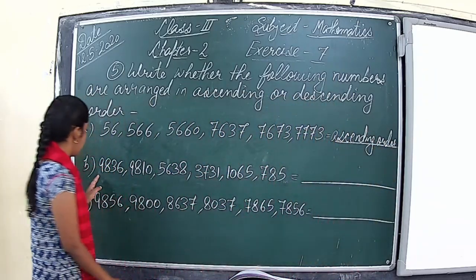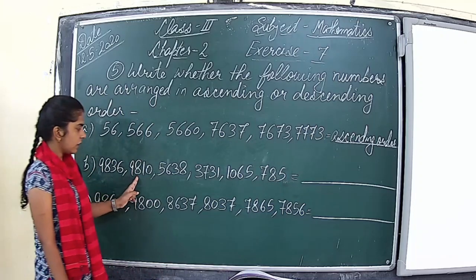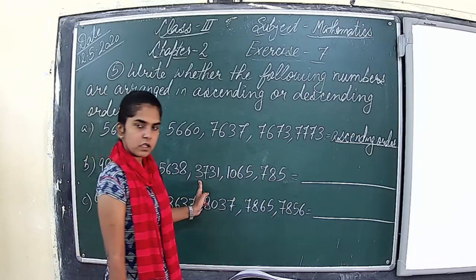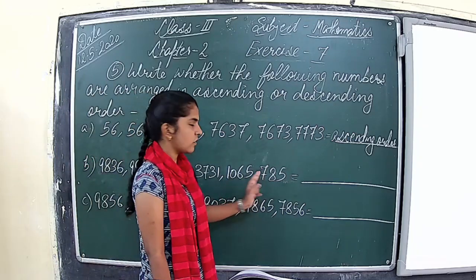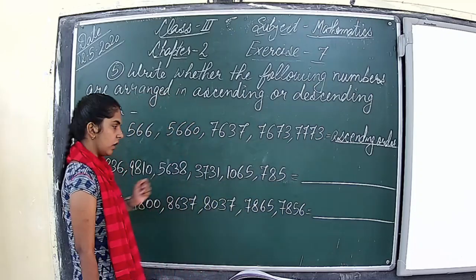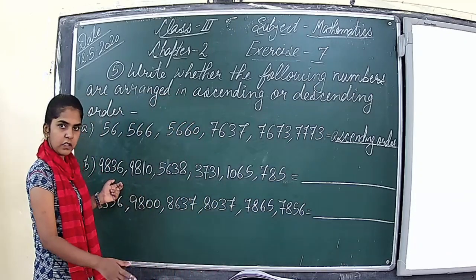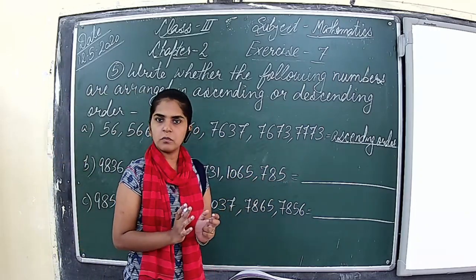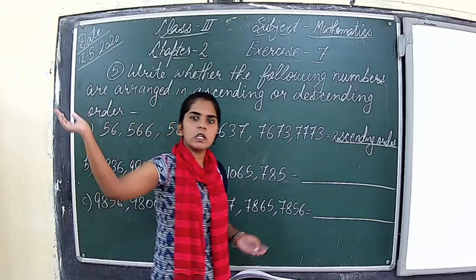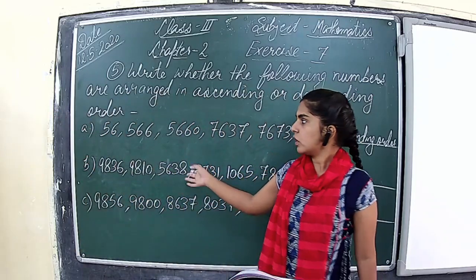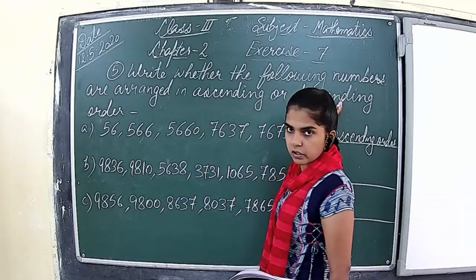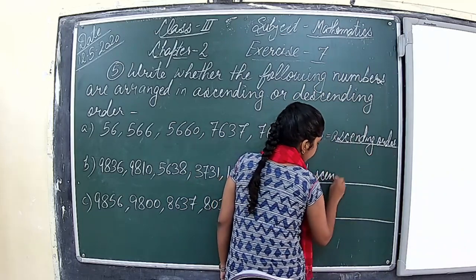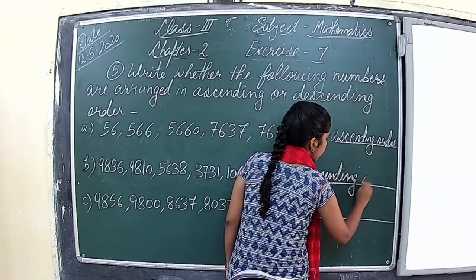Second one. 9836, 9810, 5638, 3731, 1065, 785. You can see here numbers are decreasing, right? First number is the greatest number and the last number is the smallest number. It means its sequence is from greatest to smallest, and you know that this sequence is called descending order. It means these numbers are arranged in descending order.